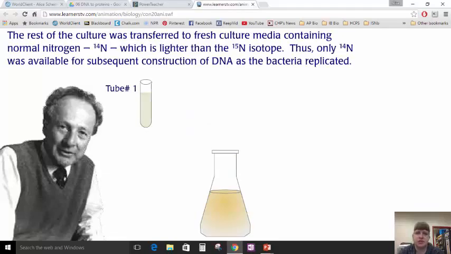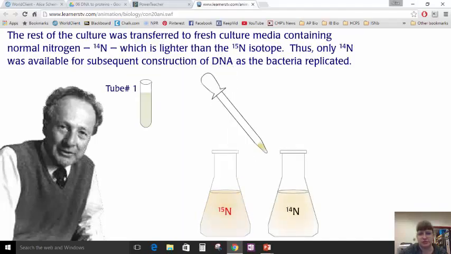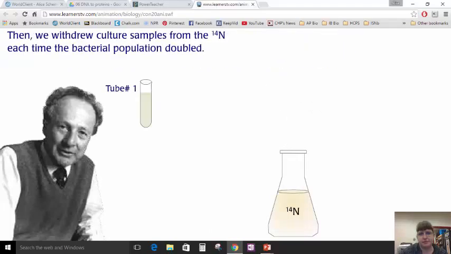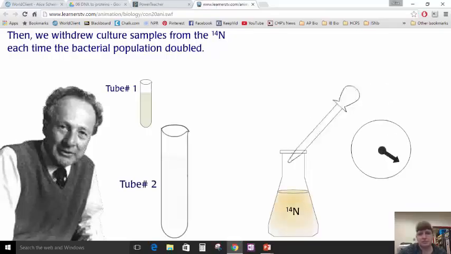And the rest of the culture was transferred to a fresh culture media containing normal nitrogen, which is nitrogen-14. This is a much lighter isotope than the nitrogen-15 isotope. So when the nitrogen-14 was available for subsequent construction of the DNA, the bacteria replicated using this new nitrogen. And then we withdrew culture samples from the nitrogen-14 each time the bacterial population doubled. So this would be the first replication.